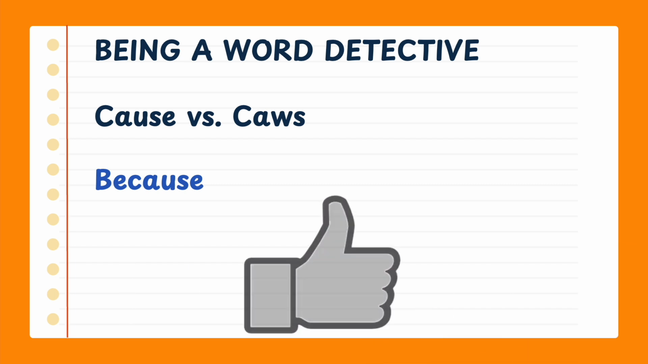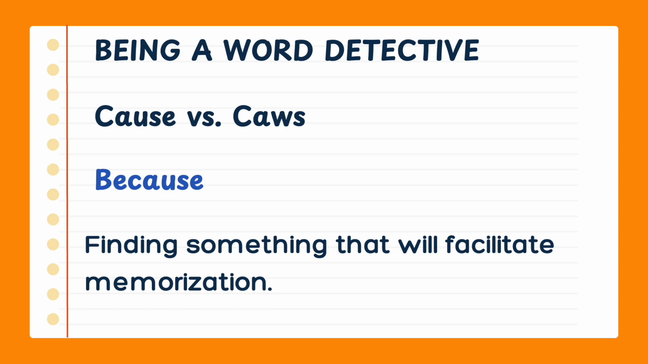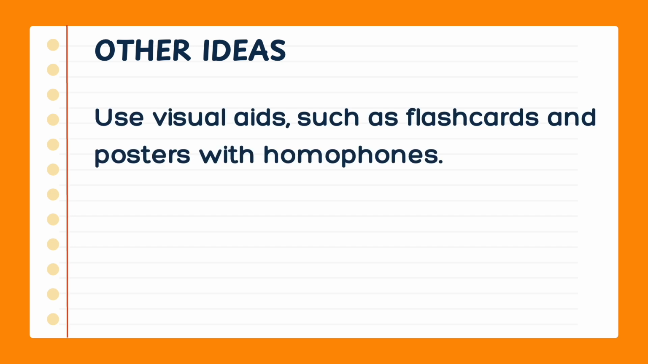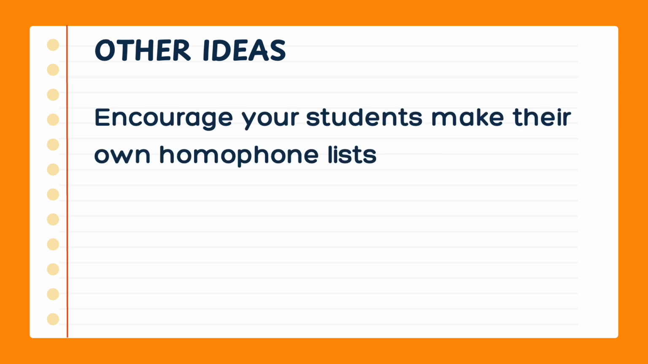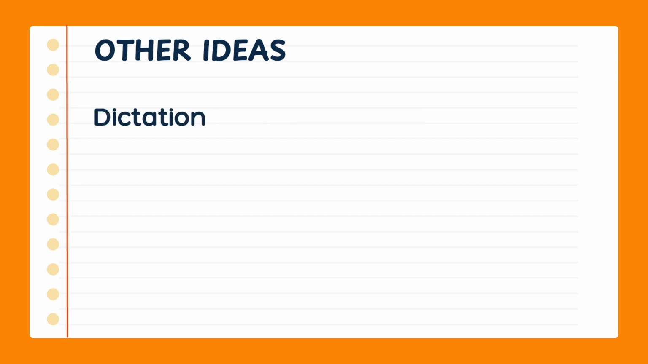Of course, this logic cannot be so easily found for all homophone words. However, if you can find these relationships, it's really helpful because all of a sudden, spellings do make sense this way. The trick really is finding something that will facilitate memorization. Other ideas. Use visual aids such as flashcards or posters with homophones. Encourage your students to make their own homophone lists, writing the definition for each word next to it and a sample sentence. Fill in the blank exercises. Dictation with homophone pairs. Matching games.